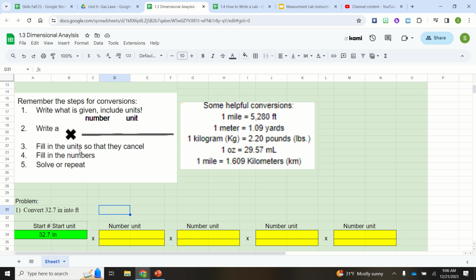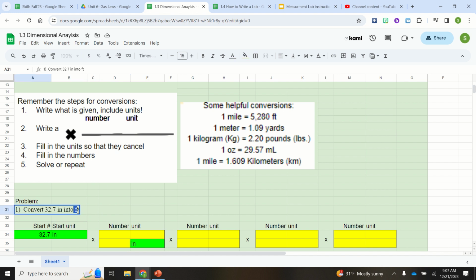Step 3: fill in the units so they cancel. When you divide something by itself, it turns into 1 and cancels. So whatever unit we have, we put on the bottom. We're putting inches on the bottom because that is the unit we have, and we want it to cancel. The unit that goes on top is the unit we're trying to convert to, which is feet. That's given to us in our problem.